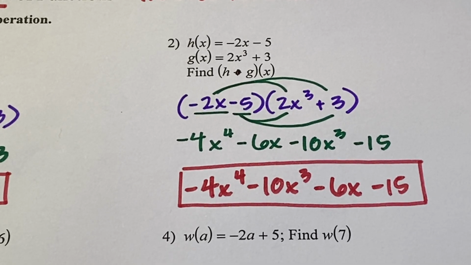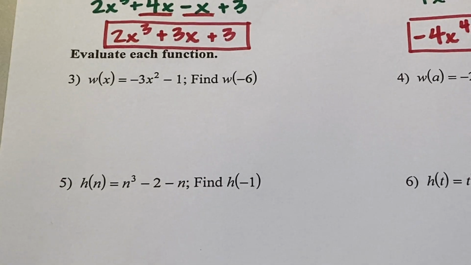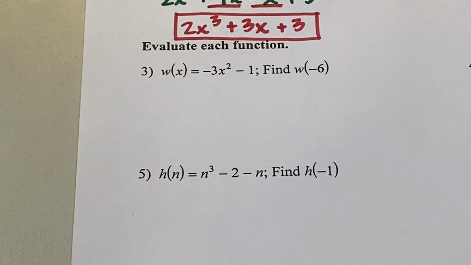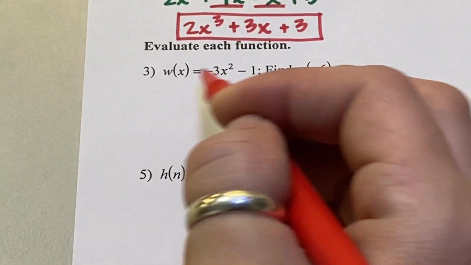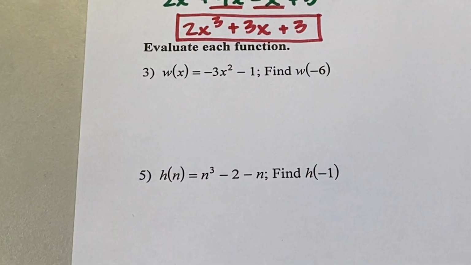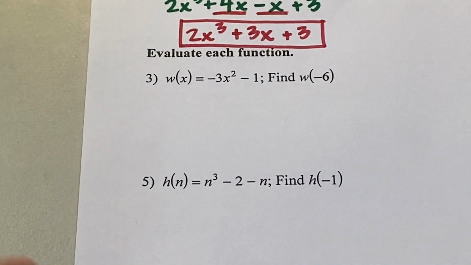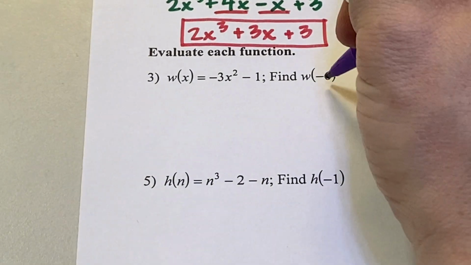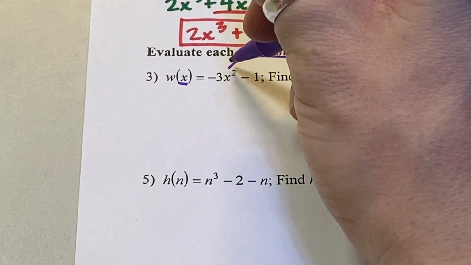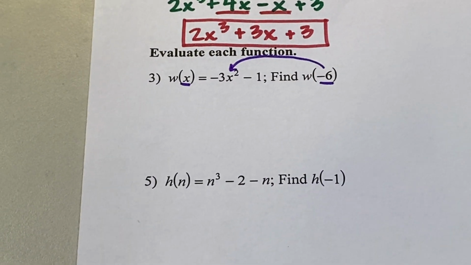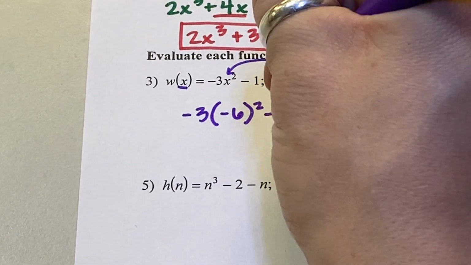Cool, I like it. Okay, well now 3 through 10, we're asked to evaluate these functions. For numbers 3 through 6, we're just given a number. We're given a function. We need to take that number and replace the x's with that number we're given. So what am I replacing the x's with? Negative 6. Beautiful. Okay, it was w of x, now it's w of negative 6, which means I'm going to take that negative 6, plug it in everywhere I see an x. So now this becomes negative 3 times negative 6 squared minus 1.